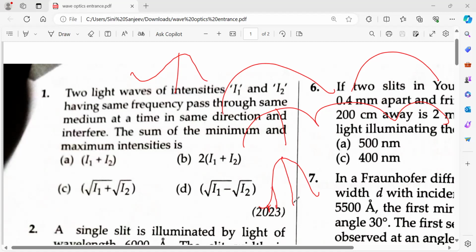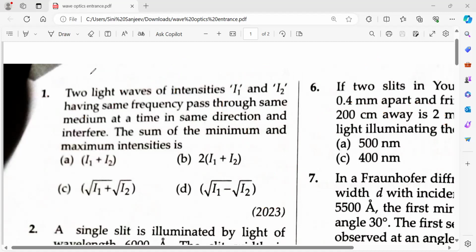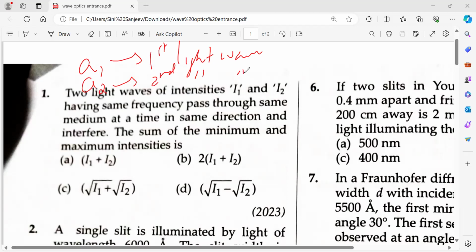So how many light waves are there in this? Two light waves are there in our problem. With this understanding, we will start the approach for this particular question. Two light waves of intensities I1 and I2. Obviously a light wave will have intensity. So I'll take A1 as the amplitude of the first light wave and A2 as that of the second light wave.